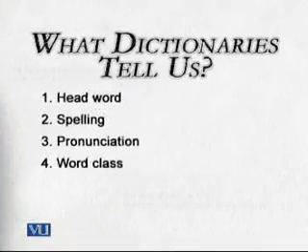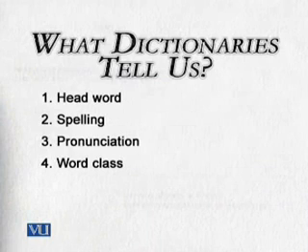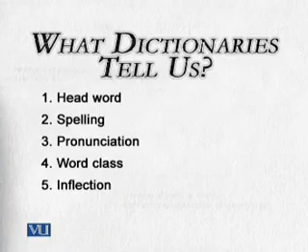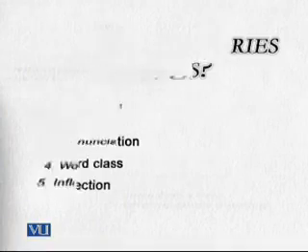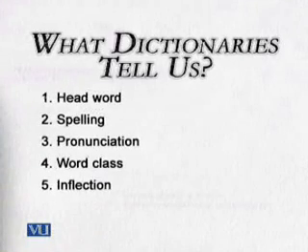Next, after pronunciation, you find word class. As I mentioned before, this is grammatical information. After word class, we have what we call inflection. Now, inflection means the variation of that word. For example, its past form, its past participle form, its infinitive form, and its present participle, ing form. This is called inflection of the word. So, head word is there, pronunciation is there, word class is there, and then comes inflection.